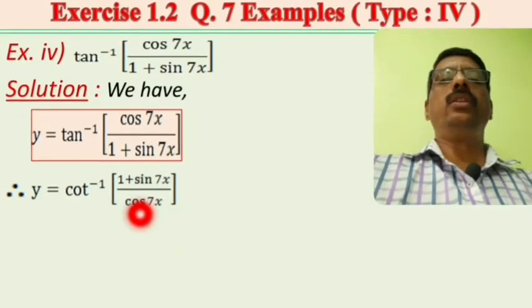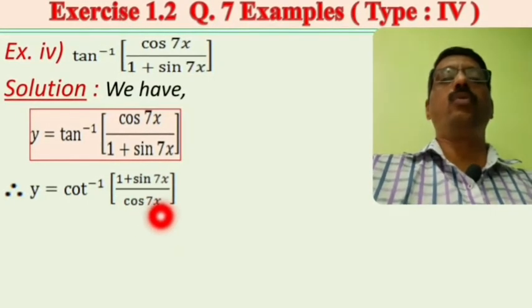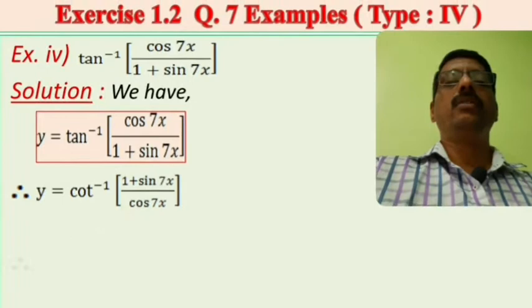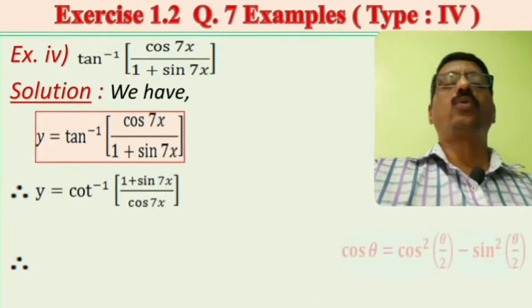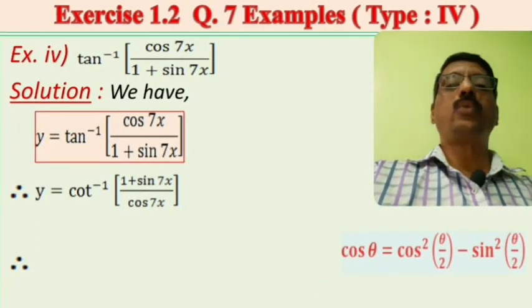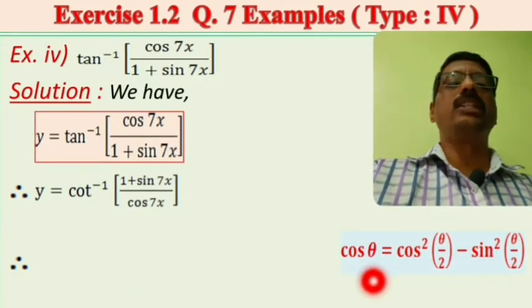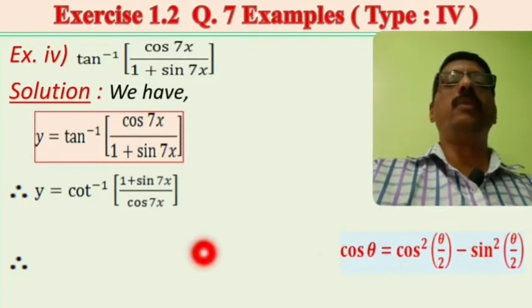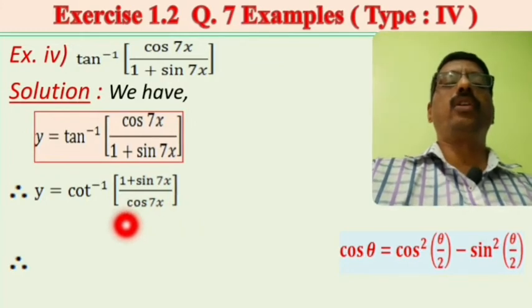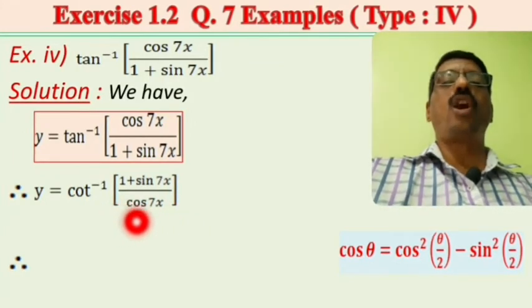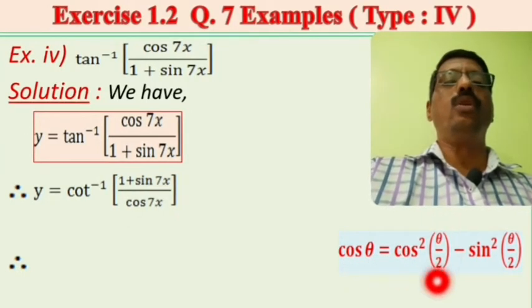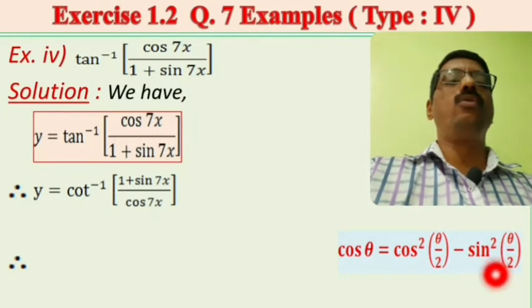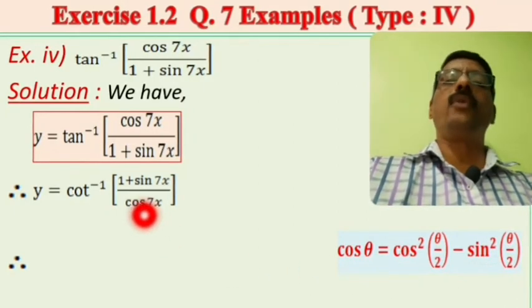Okay, now in the numerator and in the denominator we have to apply the formulas of trigonometry. What is the formula of cos of theta? Yes, cos of theta equal to cos square theta by 2 minus sin square theta by 2. That formula has to be implemented in the denominator. Therefore the denominator becomes cos of 7x equal to cos square 7x upon 2 minus sin square 7x upon 2, where theta is equal to 7x.